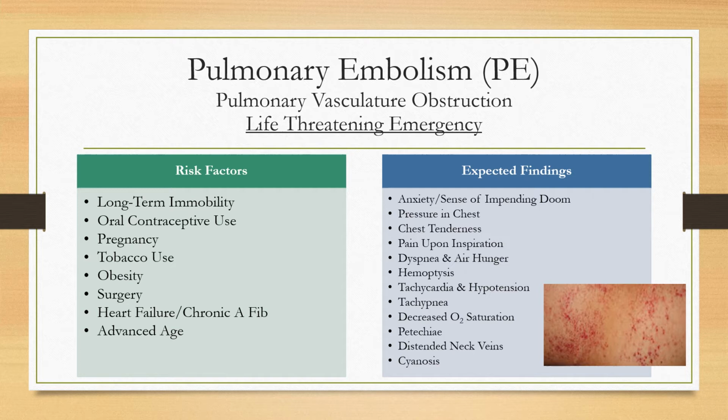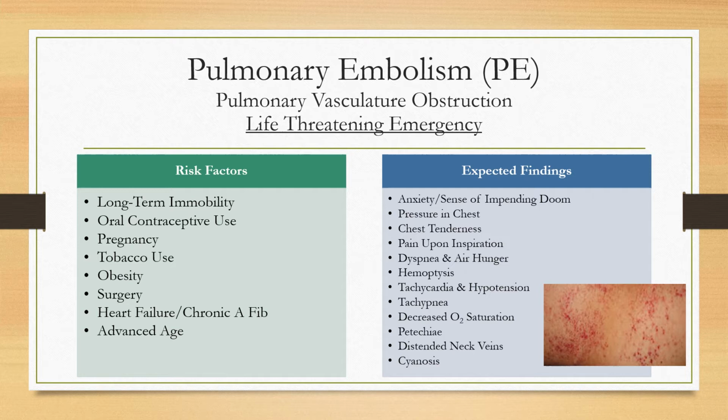So if you think of those 3 parts of a triangle, hypercoagulable, anything that makes your blood thicker, anything that damages the vein, and anything that reduces venous flow, then you're going to have all of the risk factors for DVT and PE.